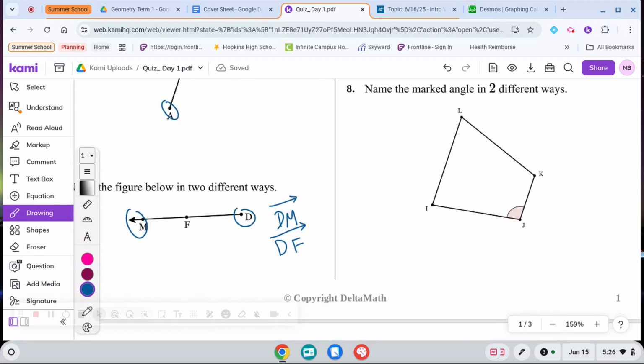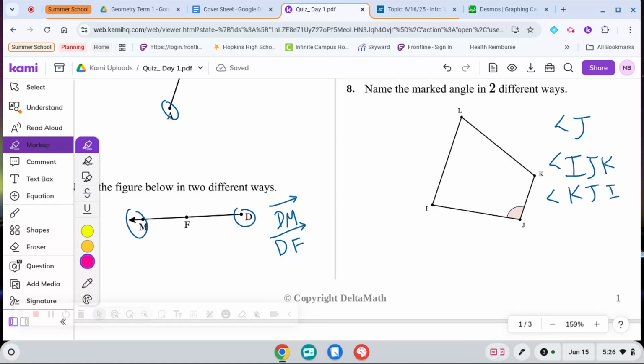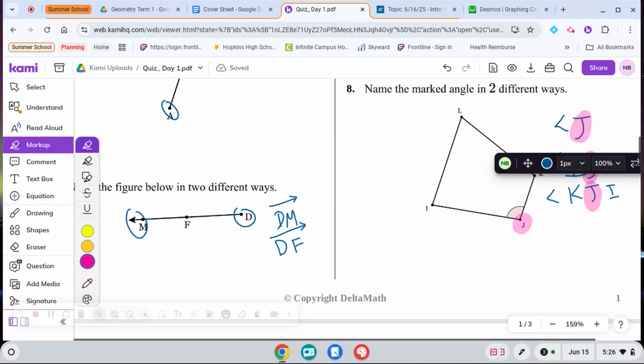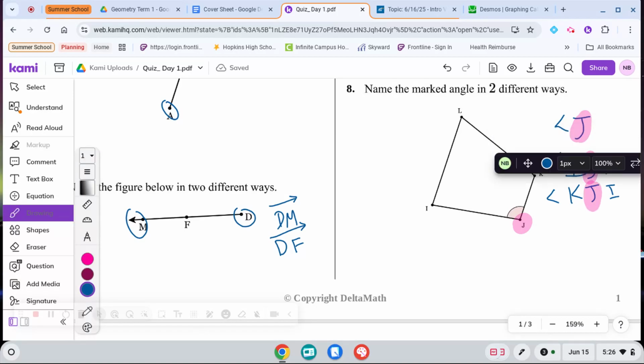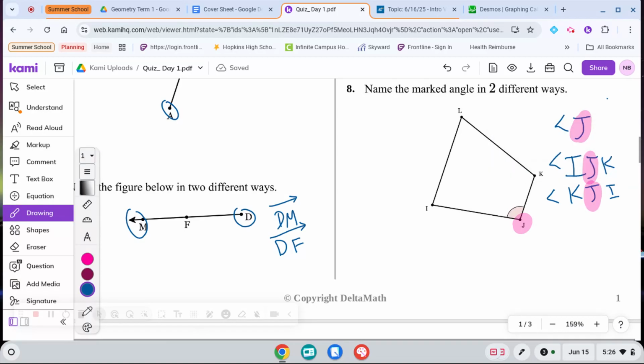Here, you could give this one a try too. Go ahead and pause it if you want. But we could call this angle J. We could call it angle IJK. Or angle KJI. Key thing being that this has to be in the middle. This is called the vertex of the angle. The vertex. It's the corner that kind of gets drawn when you do an angle.